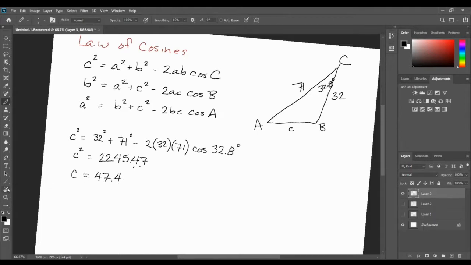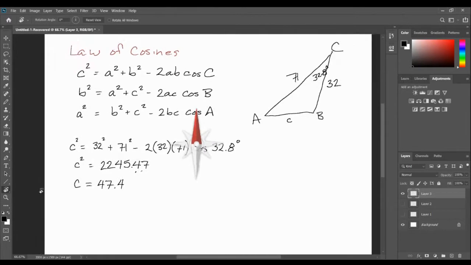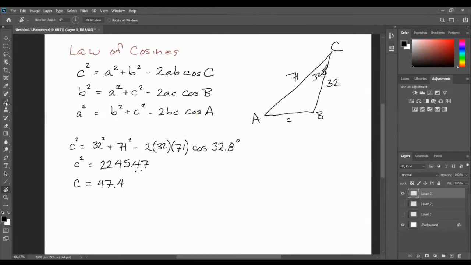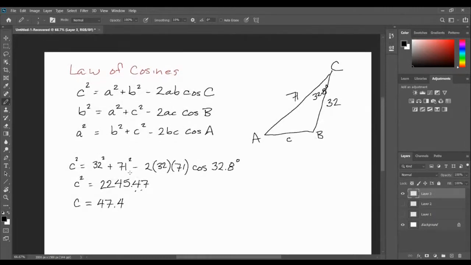And that fits better with the sides we were given. I believe that that is a viable solution. And I'll change colors to write that in here. So this is 47.4.